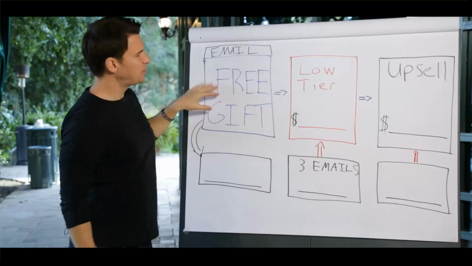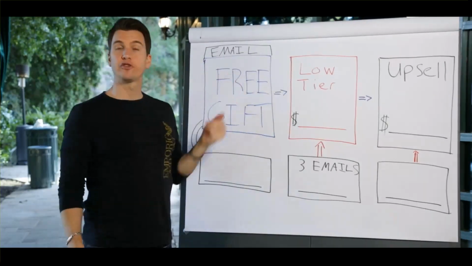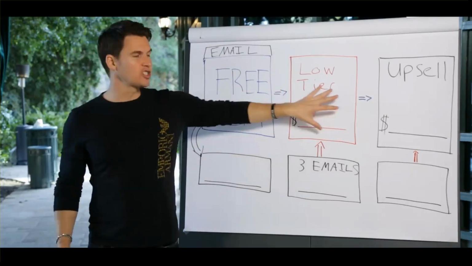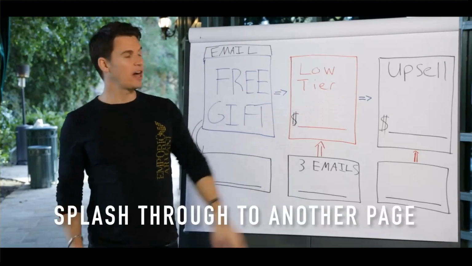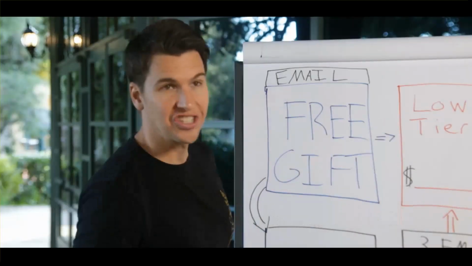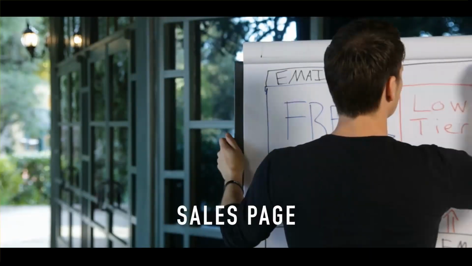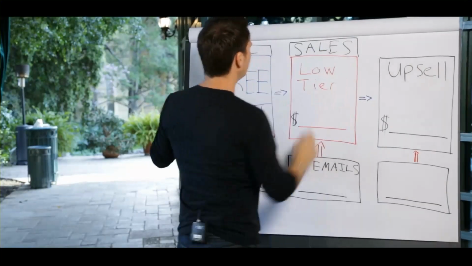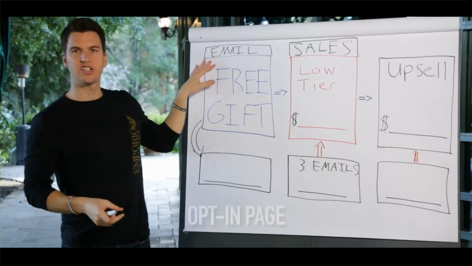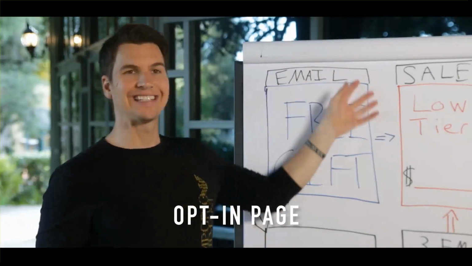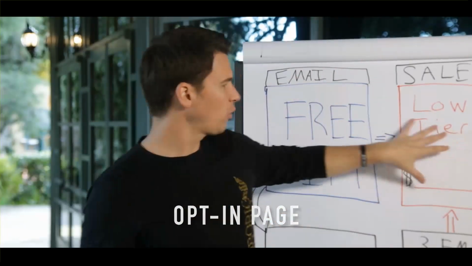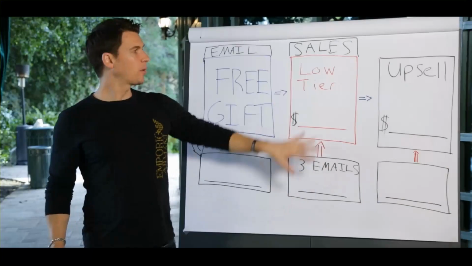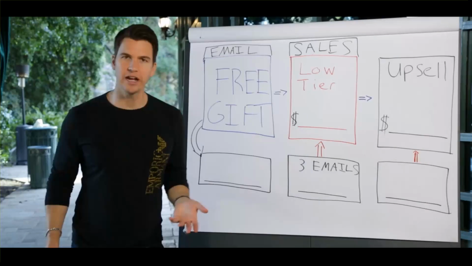The second piece is once they opt in for the free gift, the moment they opt in, we want them to splash through to another page. That page is called a sales page. While this opt-in page is designed to help collect email addresses, once they opt in for the free gift, they splash through to what's called a sales page. And the purpose of the sales page is clearly to sell something, right?